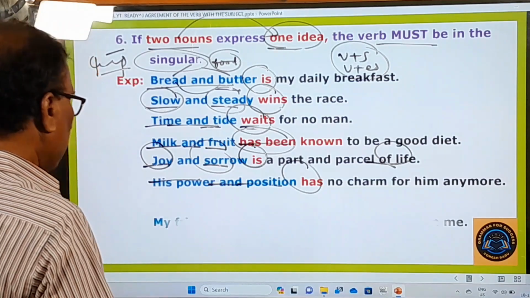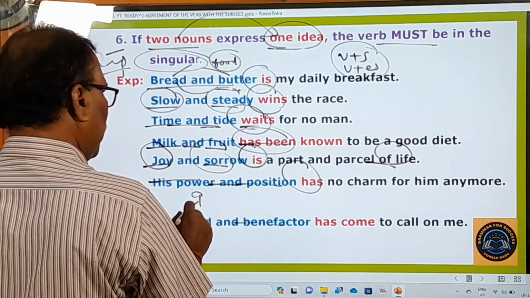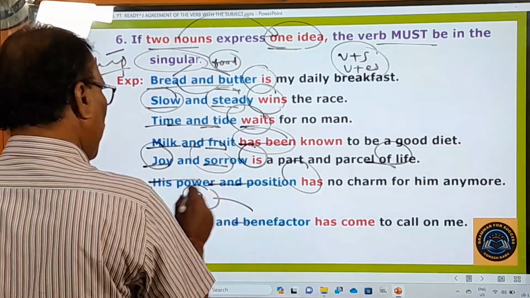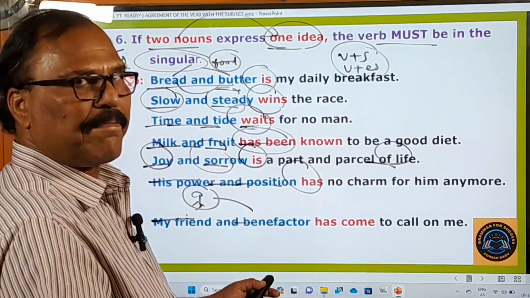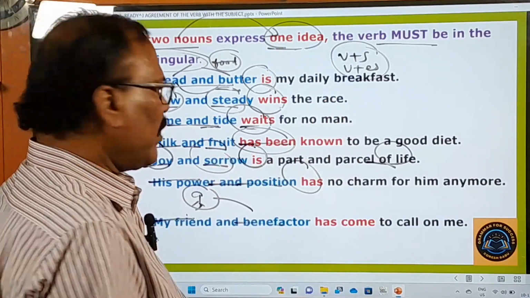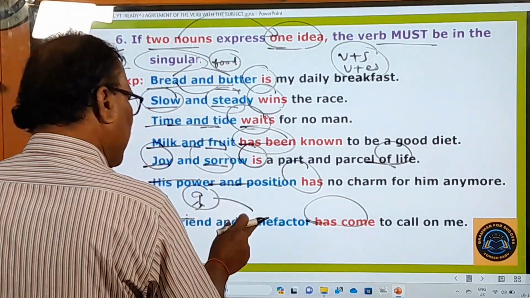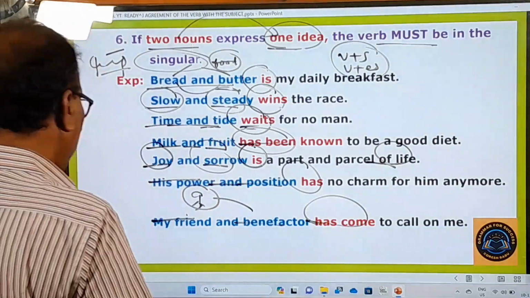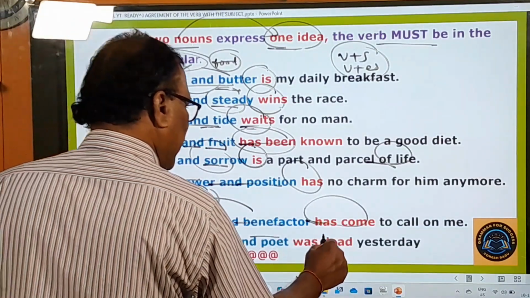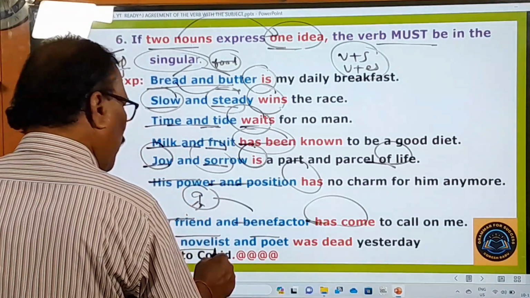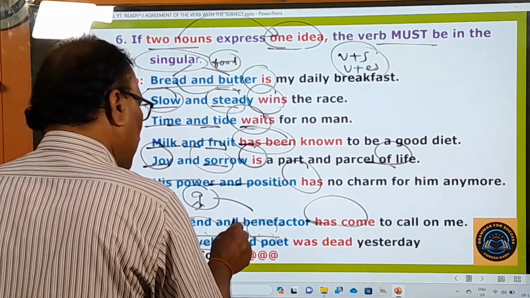That is there. And next, my friend and benefactor. Friend, this person. Benefactor is also there. Benefactor means one who helps others freely, liberally. And my friend and benefactor has come, because friend and benefactor are both the same person. And here one more example: the novelist and poet was dead yesterday due to COVID. The novelist and poet, they are not separate persons, they are only one person.